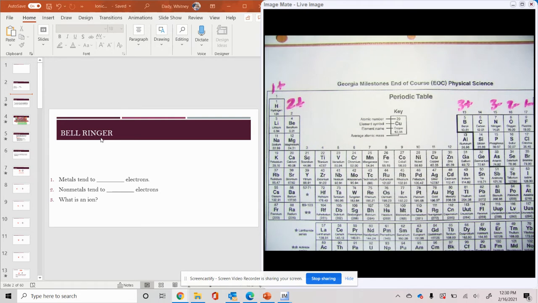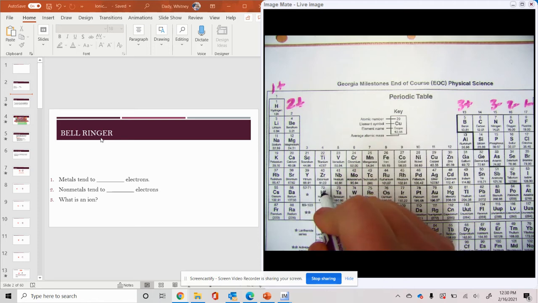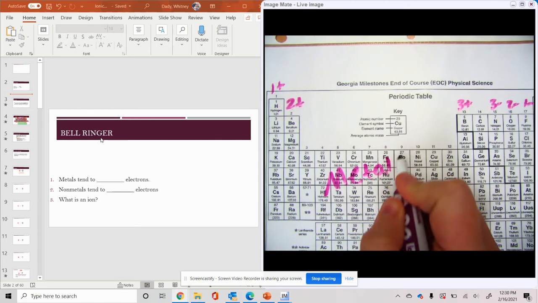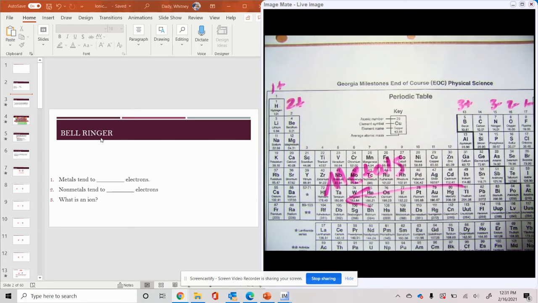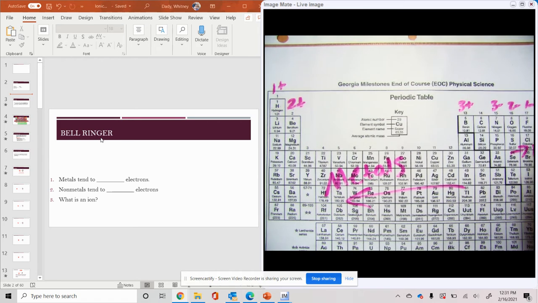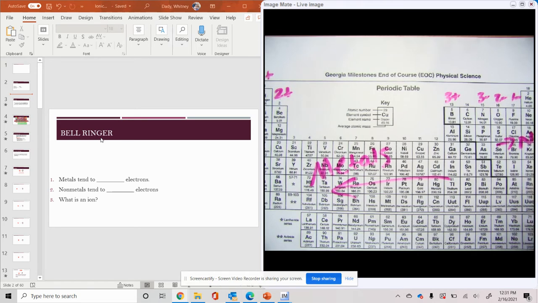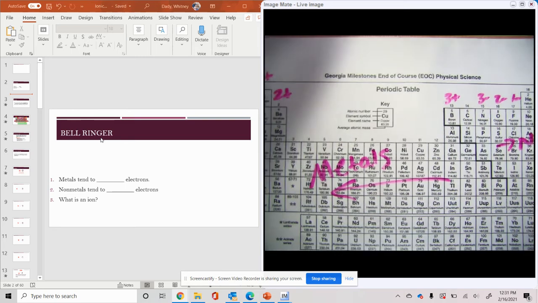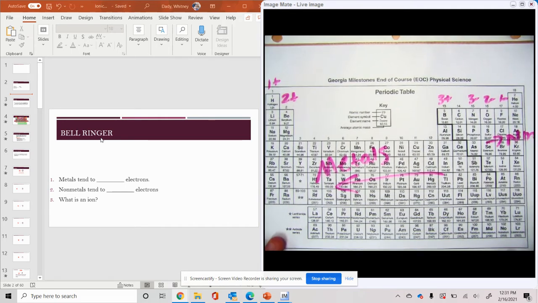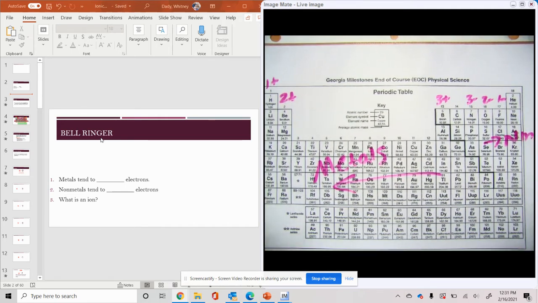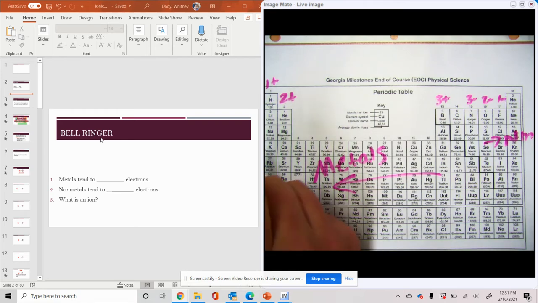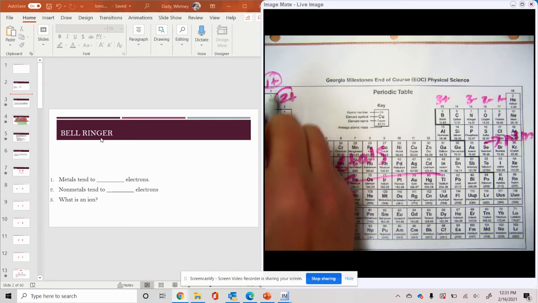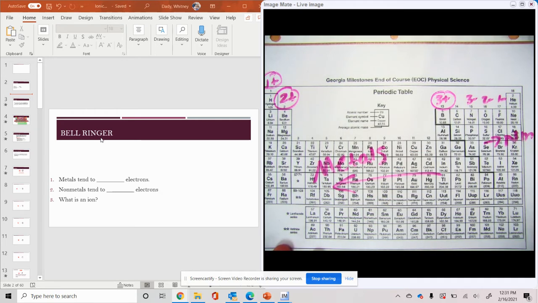Next thing we need to do is determine where the metals and nonmetals are. So the metals are on this side, and the nonmetals are on this side. Okay. So my metals are on the left, my nonmetals are on the right. And so metals tend to blank. If I am a metal, so I'm looking at these, I have a 3 plus.